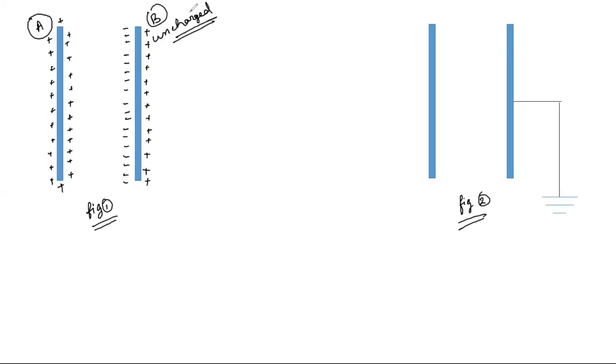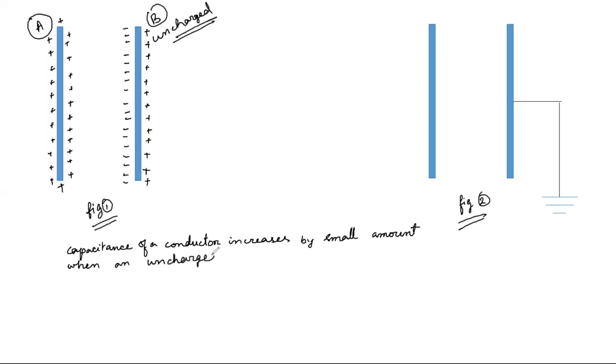So we can say that the capacitance of a conductor increases by a small amount when an uncharged conductor is placed near to the conductor.